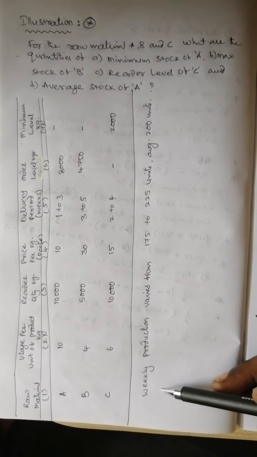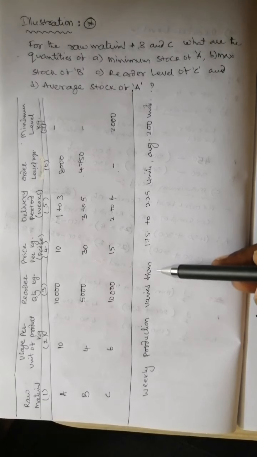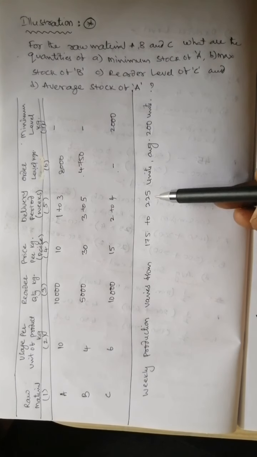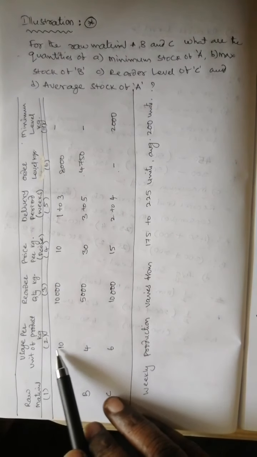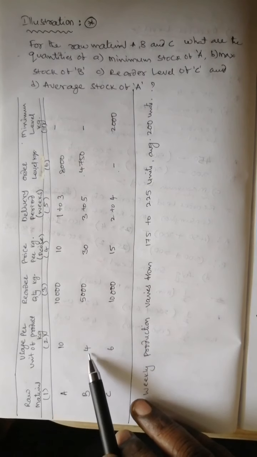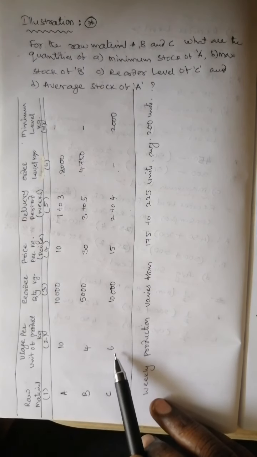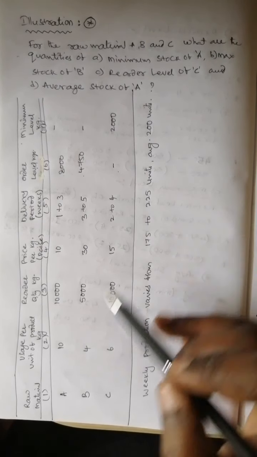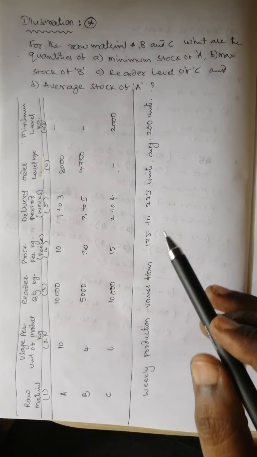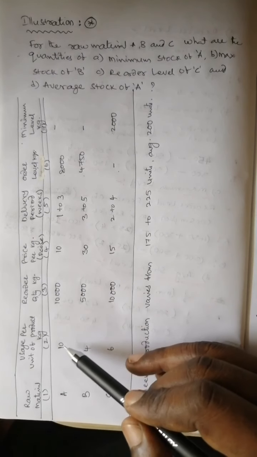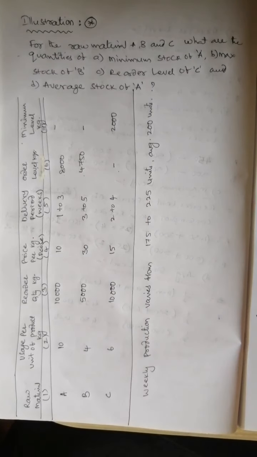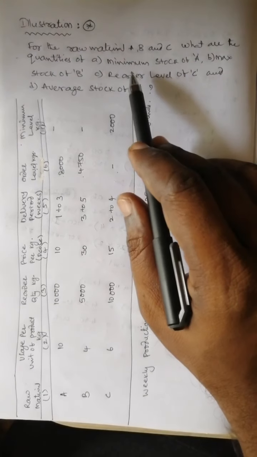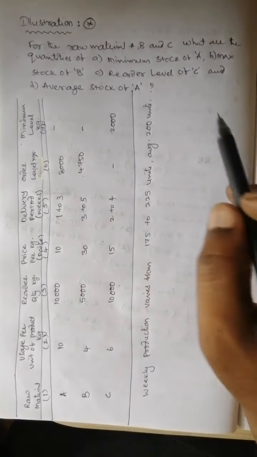Apart from this, information is given. Weekly production varies from 175 to 225 units. This is units. Per unit, how many kgs of raw material are consumed? 10, 4 and 6. Means when you want to find out the number of kgs consumed, these units you multiply with kgs. For every unit of production you have to use 10 kgs. So everything is given in kgs, so you have to convert these units also into kgs while calculating the required stock levels, like minimum, maximum, reorder and average stock levels.